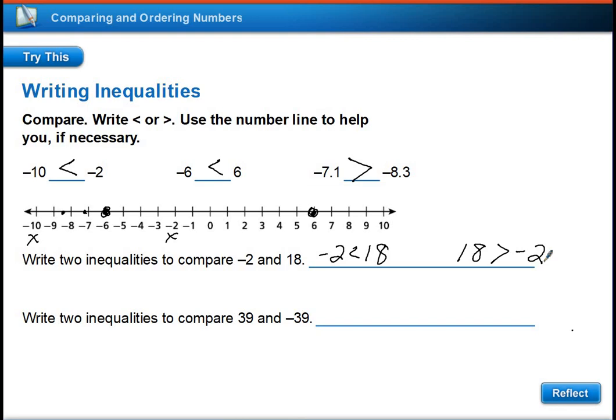I want you to try to write two inequalities comparing 39 and -39 and then come back and check your answers. So you should have gotten that 39 is greater than -39 and that -39 is less than 39. Notice if I flip the numbers, I have to flip the direction of the inequality symbol.